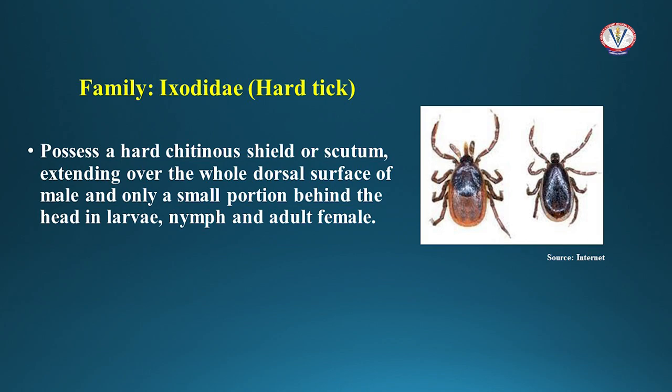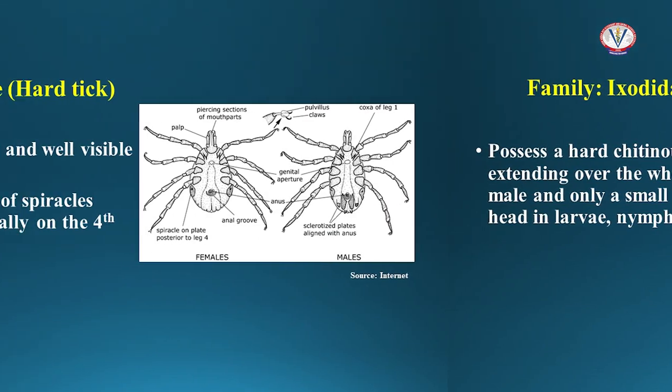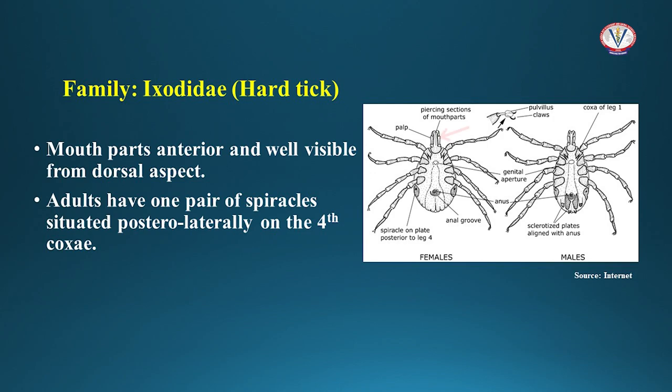Sexual dimorphism is marked, as it possesses a hard chitinous shield or scutum extending over the whole of the dorsal surface of the male, but only a small portion behind the head in adult females and also in larval and nymphal stages. The mouth parts are anterior and well visible from the dorsal aspect.